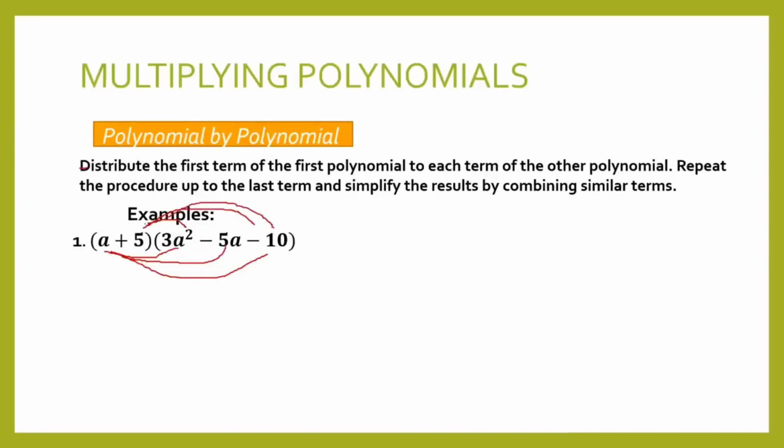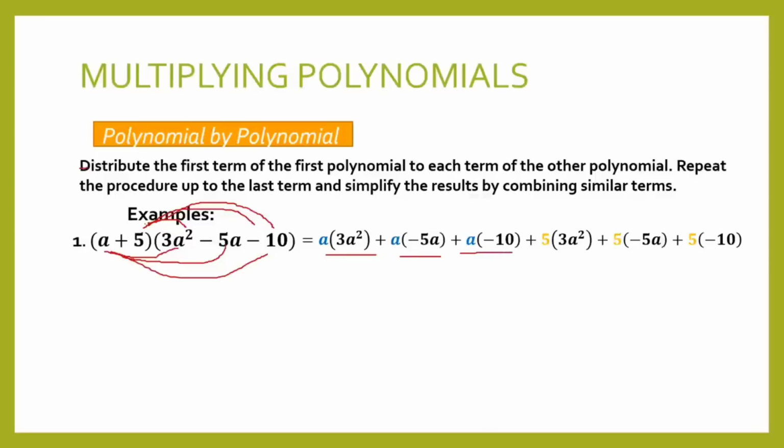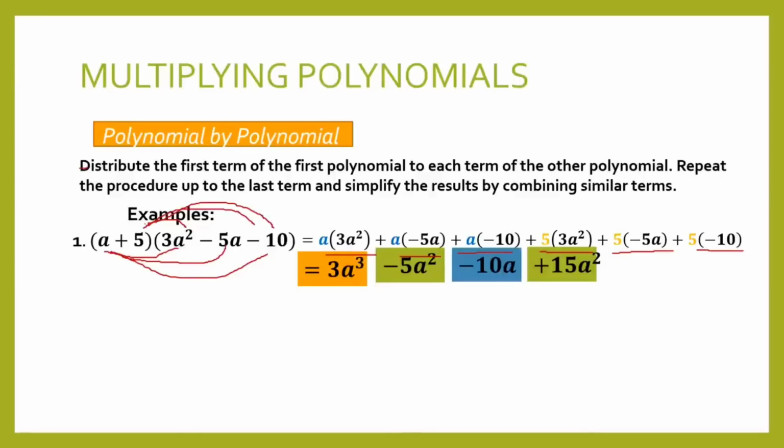When we do that, we will obtain this. We have a times 3a squared plus a times negative 5a plus a times negative 10 plus 5 times 3a squared plus 5 times negative 5a plus 5 times negative 10. After that, after we have distributed each of the terms, this time we are going to multiply. So 3a cubed minus 5a squared minus 10a plus 15a squared minus 25a minus 50.